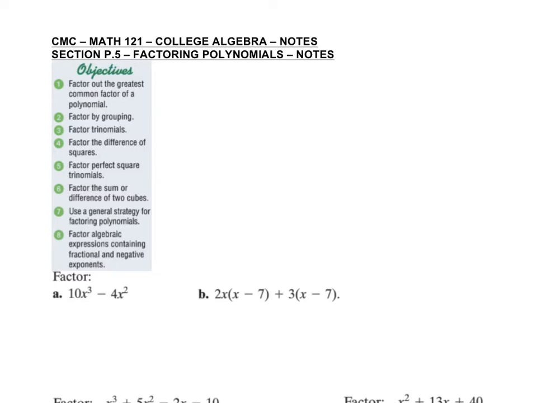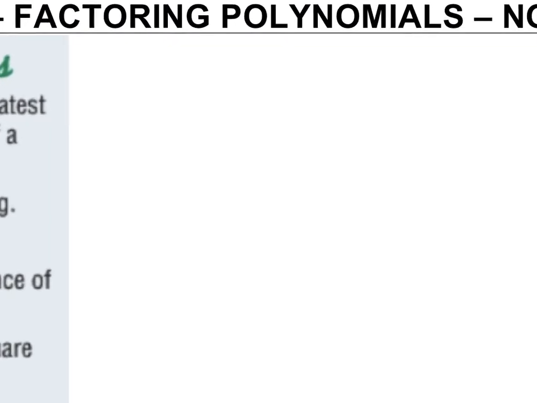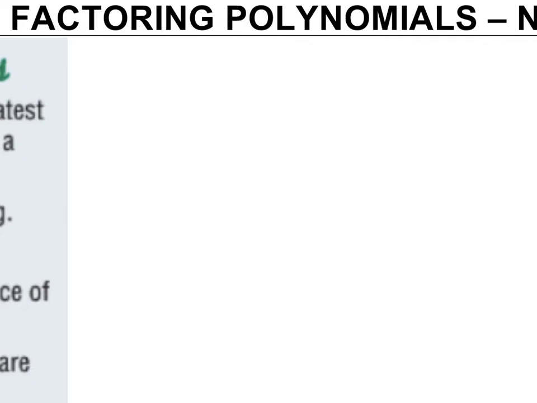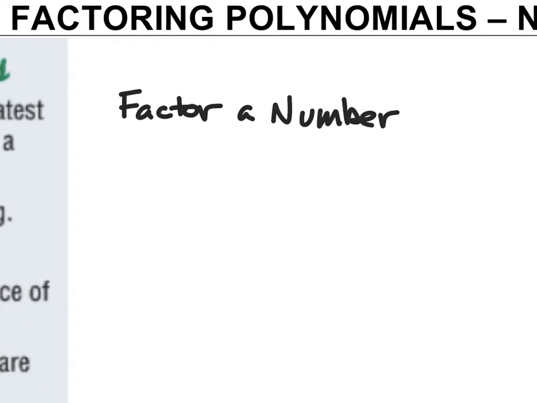Over here on the left side, under your objectives, are all the different ways that you can factor, okay? And we'll go through what each of those are in this video, but I want to talk about just some basic concepts of factoring. Let's say that I want to factor a number. What this means is that I rewrite as multiplication.